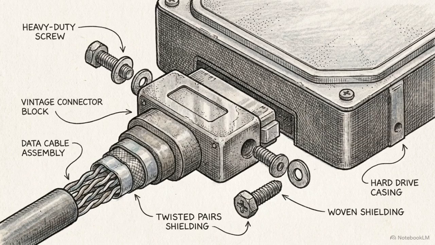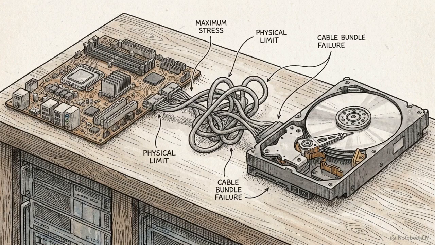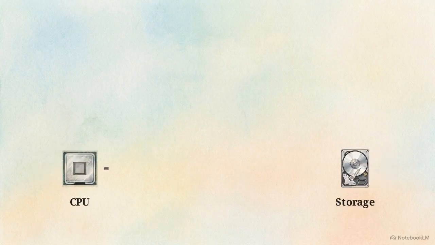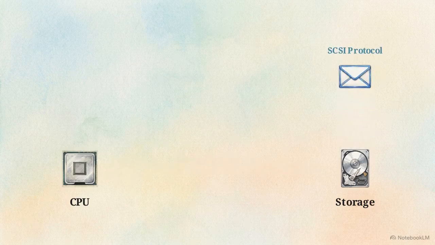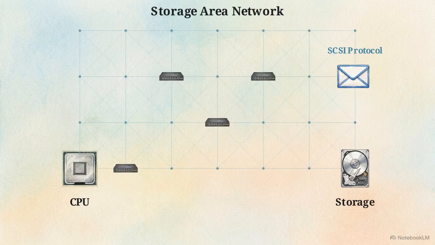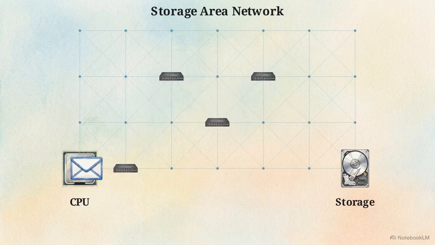Let's isolate the storage lane. Historically, connecting hard drives required thick, rigid SCSI cables. These cables were expensive, inflexible, and severely limited how far away a disk could be placed from the processor. To solve the distance limitation, engineers decoupled the logical SCSI protocol from the physical SCSI cable. They created the Storage Area Network, or SAN.